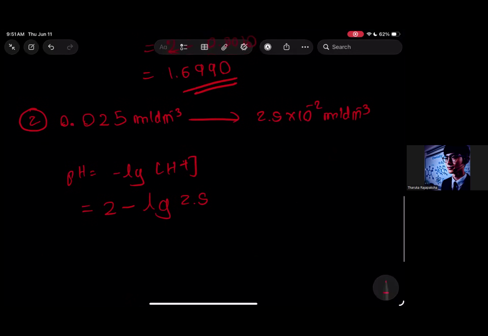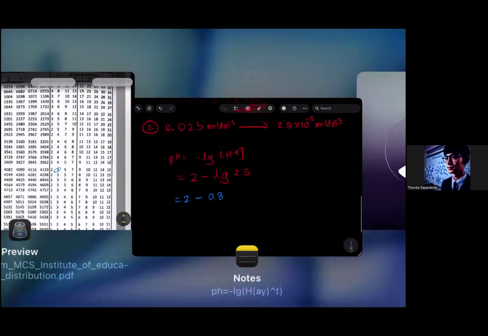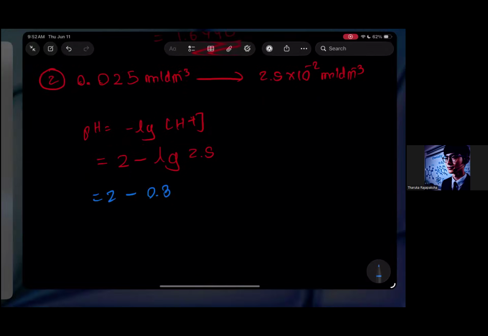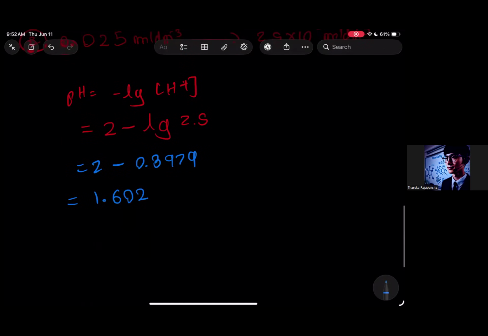So we can write it like log 2.5 as 2 minus 0.3979. Okay, 0.3979. And then we have 1.6021, right? 1.6021 is the answer.